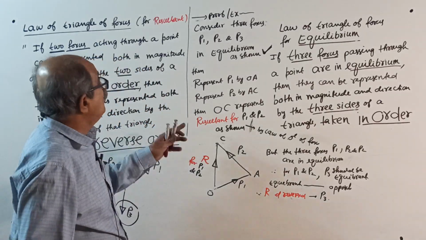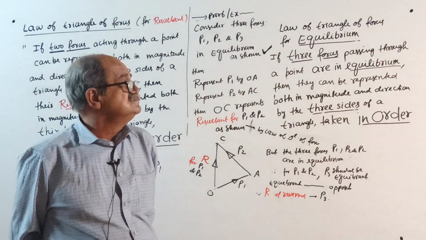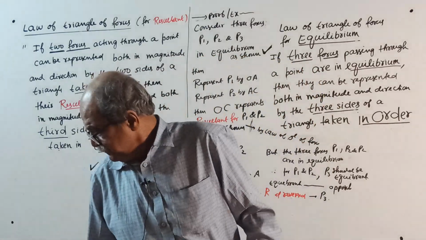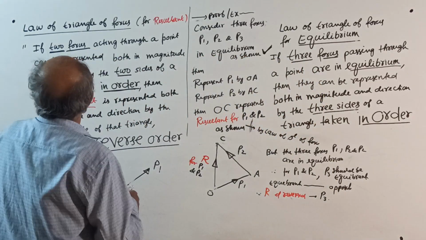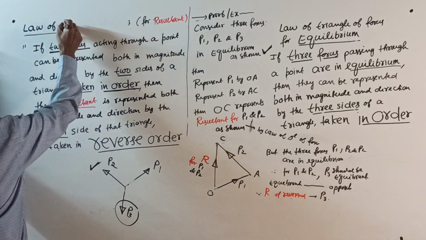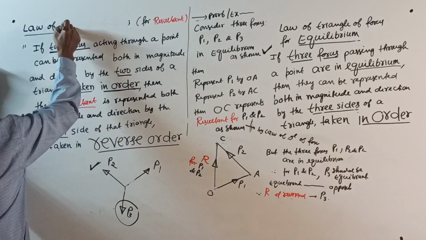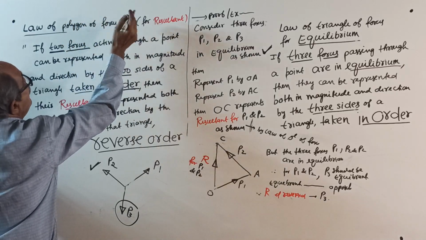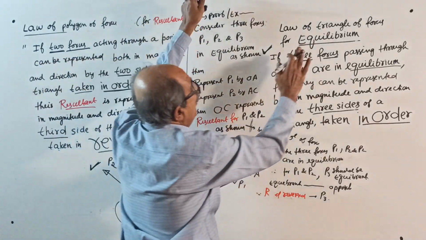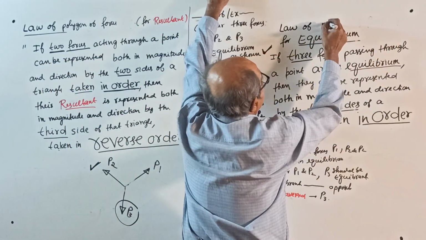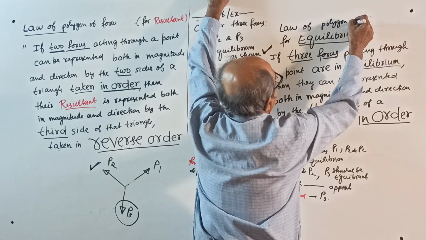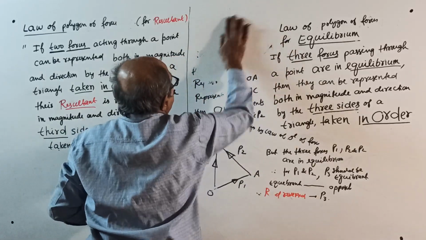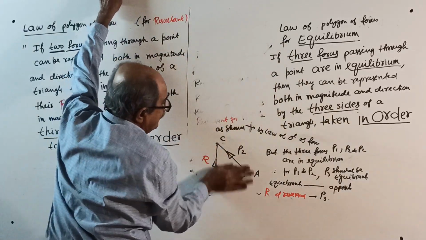Now I will go for the next. I will explain very briefly. Law of polygon of forces, once for resultant, then law of polygon of forces for equilibrium. I will dictate here in the class. In the notes I will write everything.